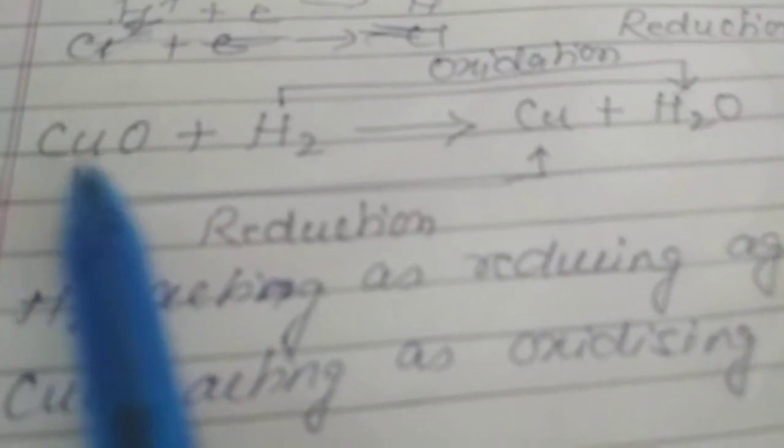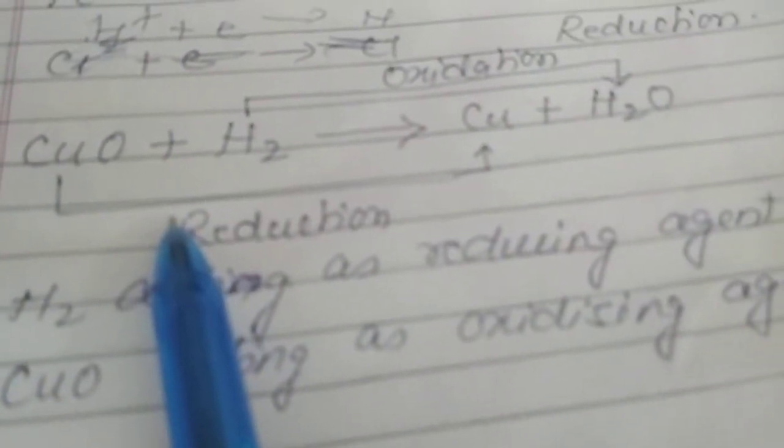Copper oxide, this is the copper oxide, that is oxidized copper, is when treated with hydrogen. What will happen? This oxygen is being attached to this hydrogen and forming water.